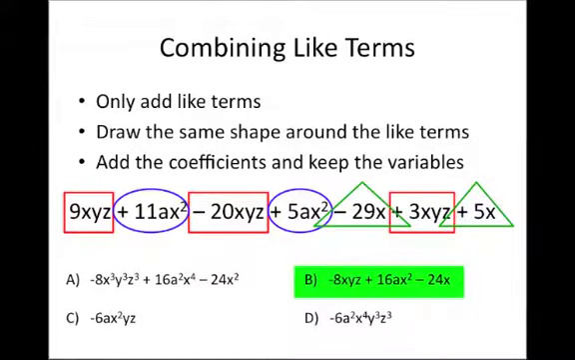The equivalent expression is choice B. The 9, -20, and 3 add up to -8 xyz. The 11 and 5 add up to 16ax squared, and the -29x's and 5x's add up to -24x's.